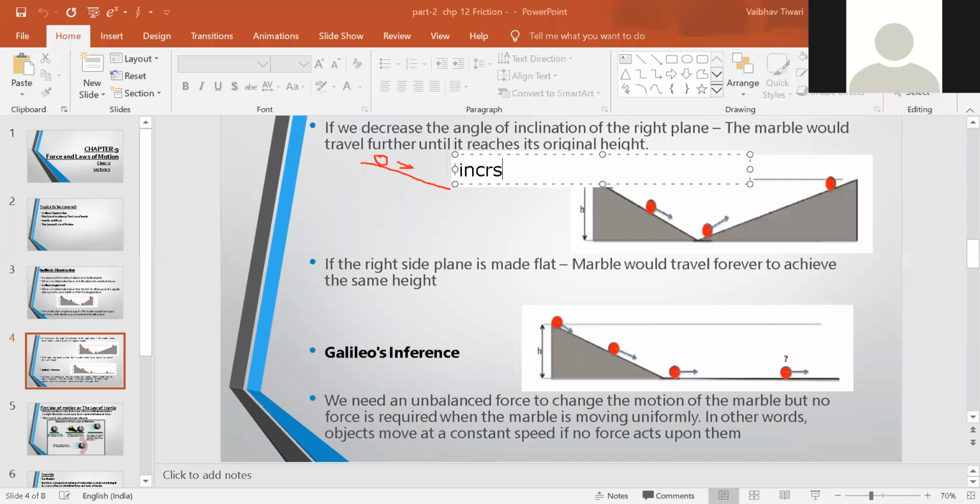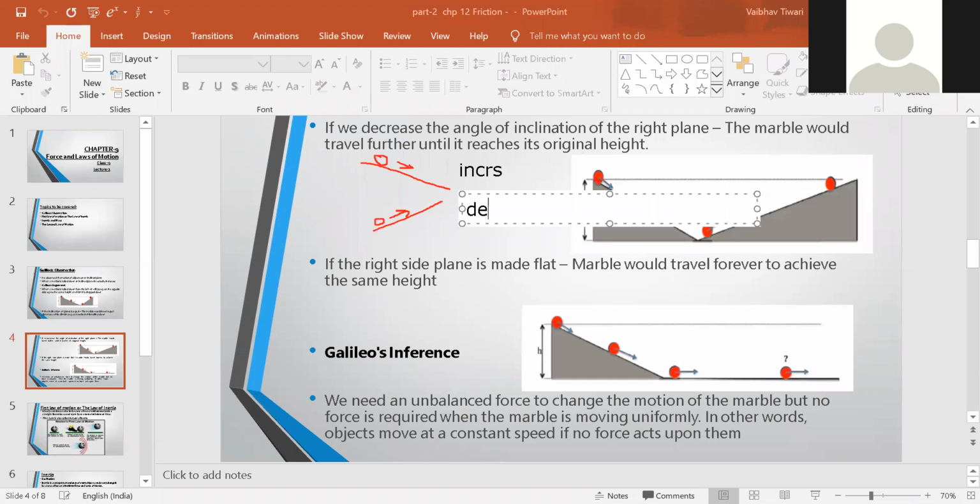Now suppose the inclined plane is like this, and the ball has to move upward. Now will the speed increase or decrease? Decrease. Type in the chat box. Yeah, it will decrease, right? So when a ball moves upward, the speed decreases. When a ball moves downwards, the speed increases.